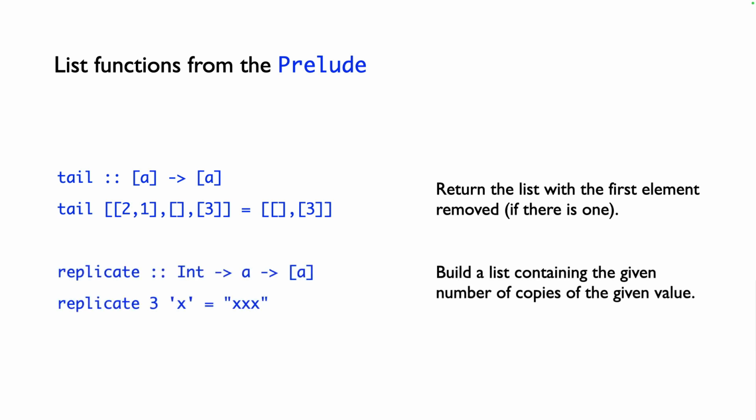And here's a simple way of building a list. Given a number and an item, we build a list with that item repeated that number of times. So replicating 3 of the character x, we get the string xxx.